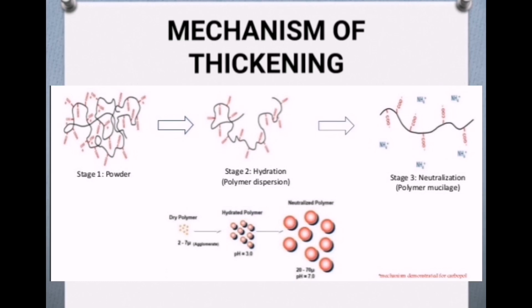This picture shows the mechanisms of thickening. The first stage is powder. The second stage is hydration, which is polymer dispersion. Then the third stage is neutralization, which is polymer mucilage. This is the mechanism demonstration for carbopol.